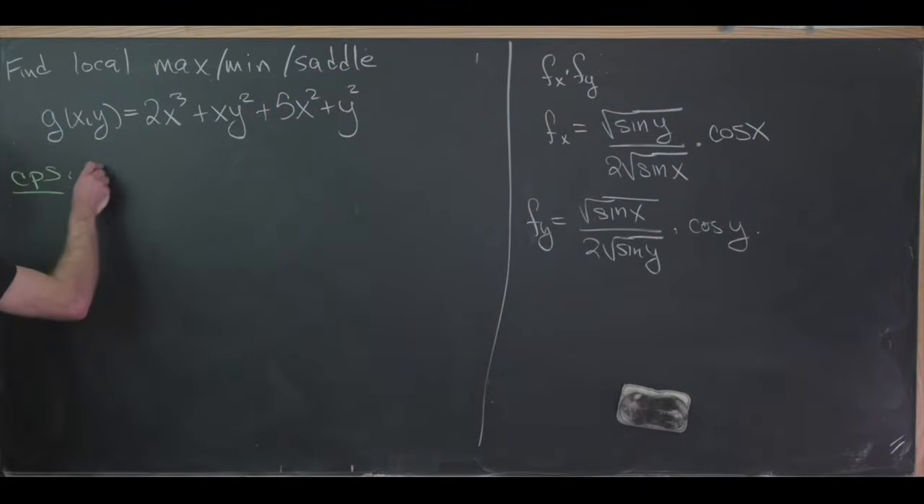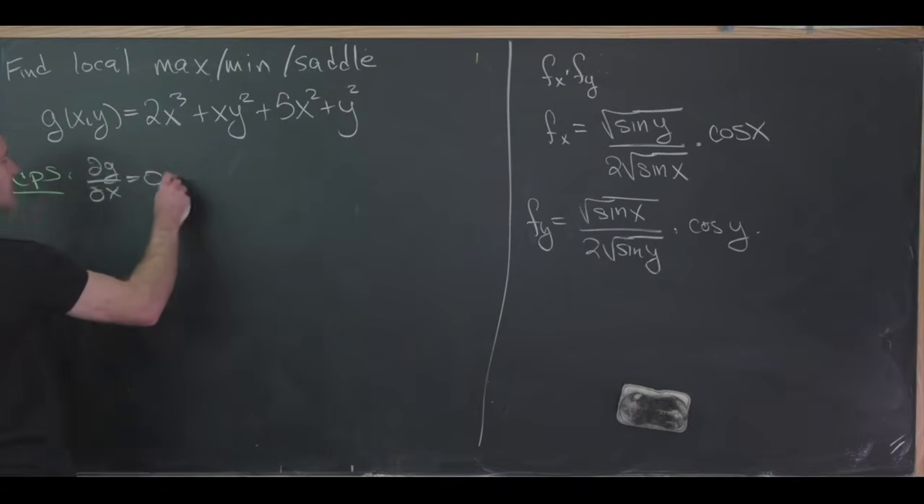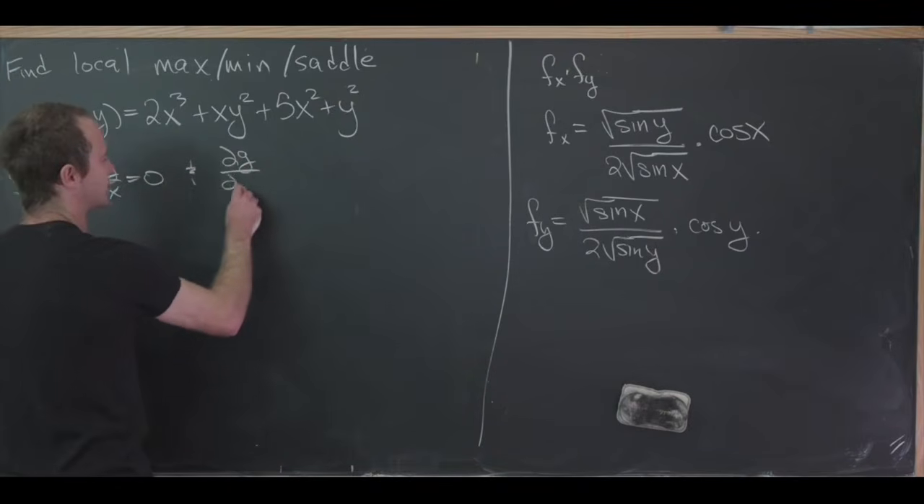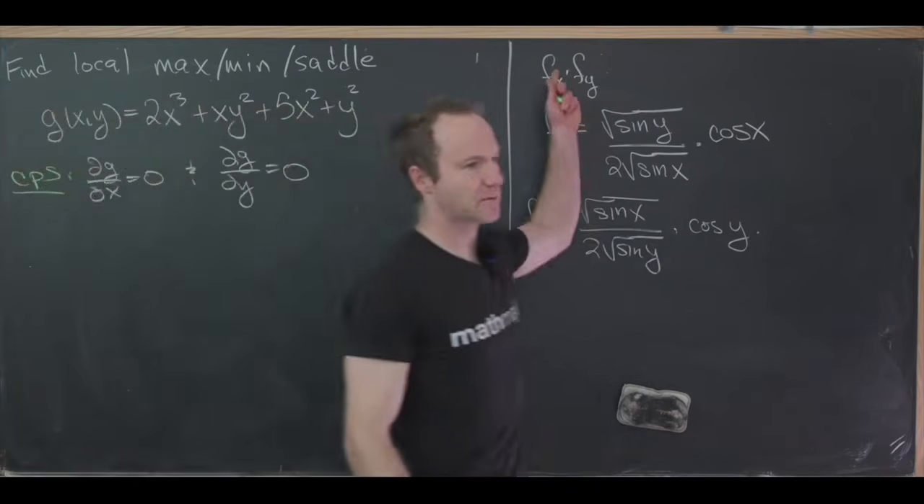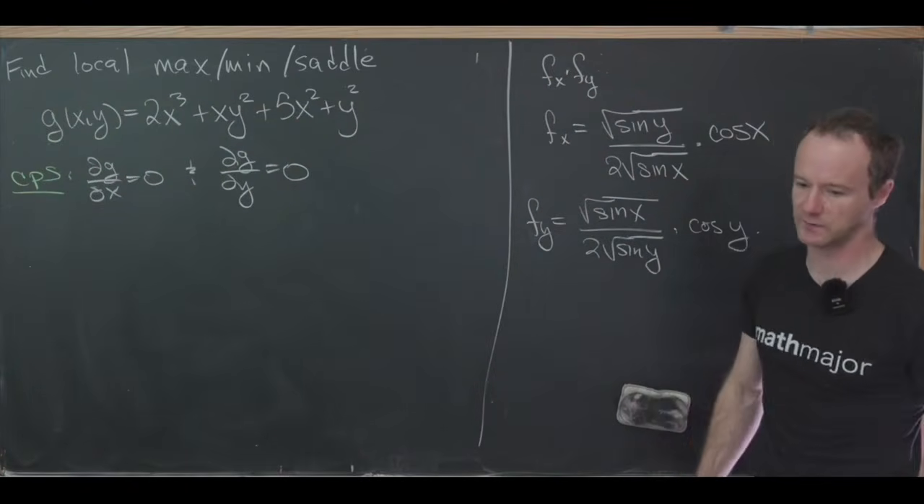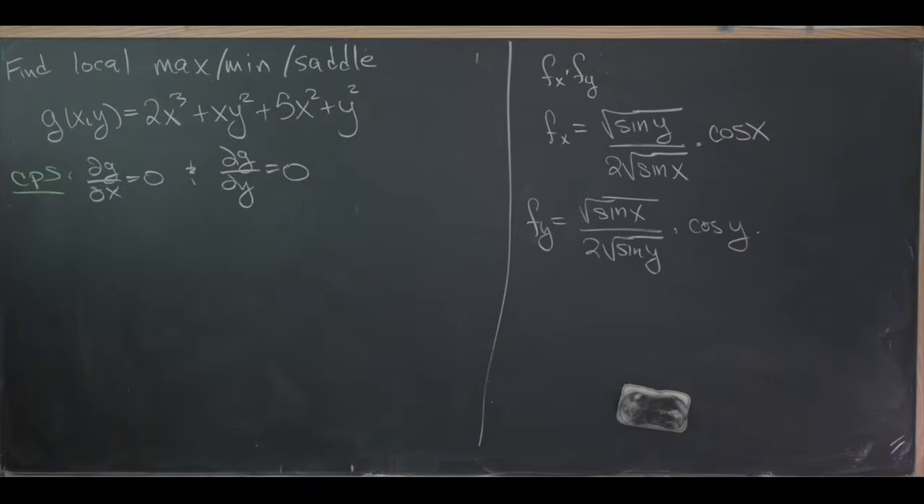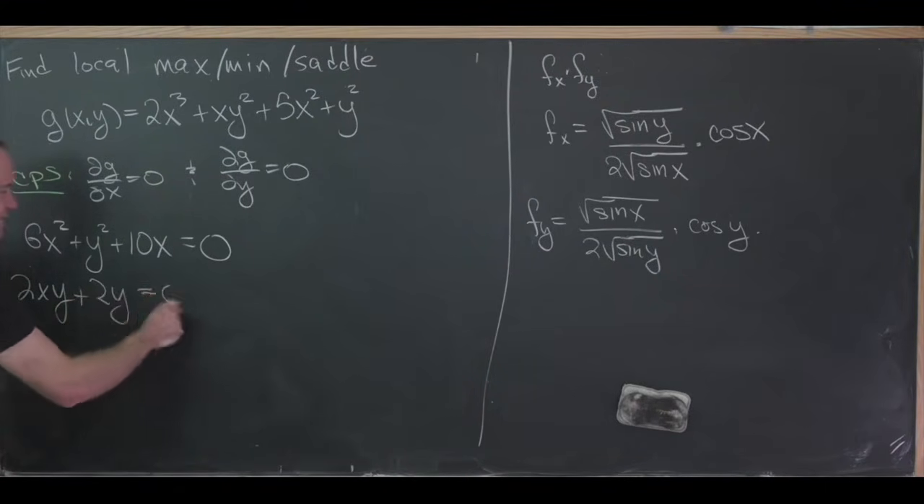So that means we need the partial of g with respect to x to be equal to 0 and the partial of g with respect to y to be equal to 0. I'm on purpose using different notation here just to remind us of all of the notation. So the partial of g with respect to x will be equal to 6x squared plus y squared plus 10x. So we need that to be equal to 0. That's by taking the partial, keeping in mind that y is a constant with respect to x. Now let's take the partial with respect to y. That'll give us 2xy plus 2y equals 0.